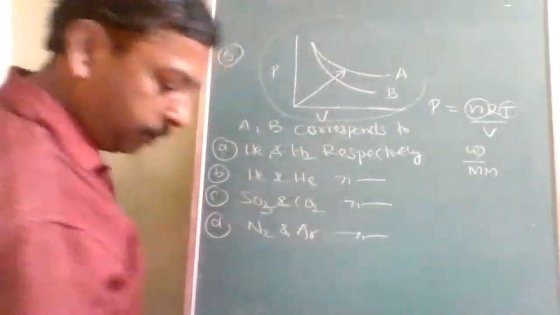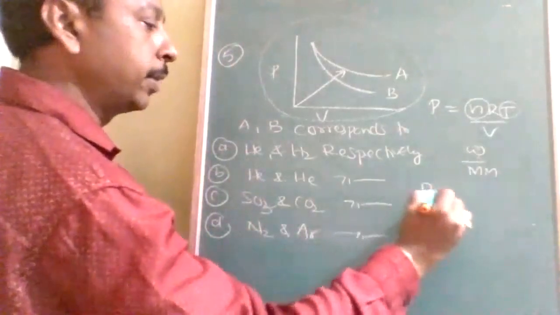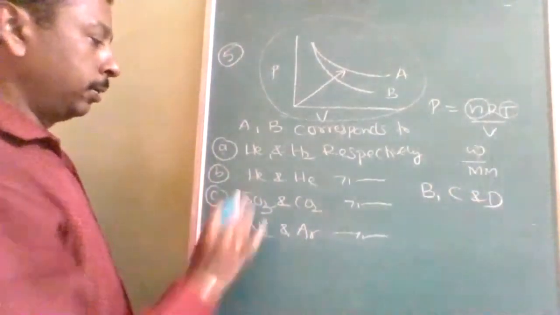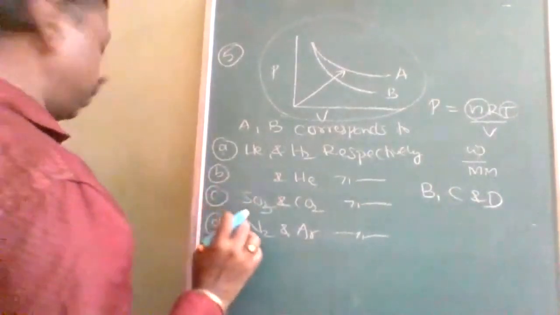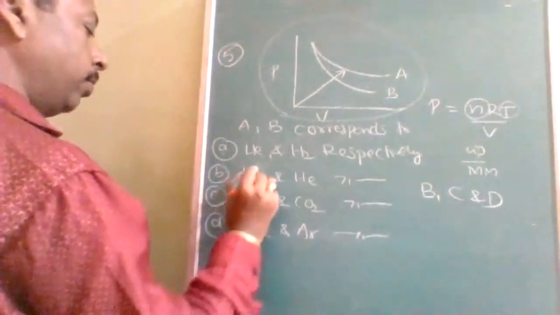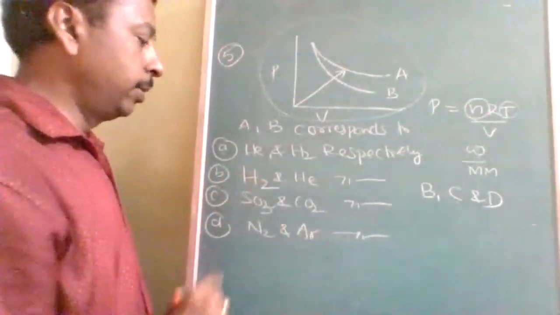the options which come to B. This is a more than one correct question. B, C, and D. Okay. Sorry, in the B option I have written it wrong. B option given was hydrogen and helium. Okay, B option it was given as hydrogen and helium.